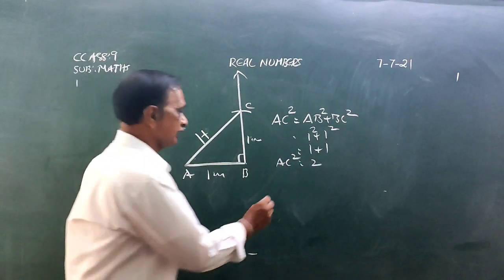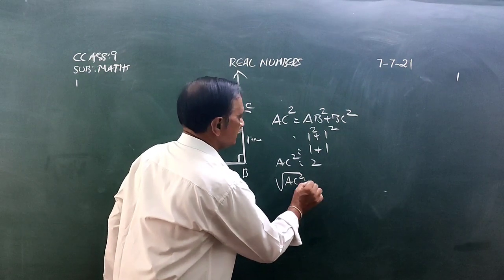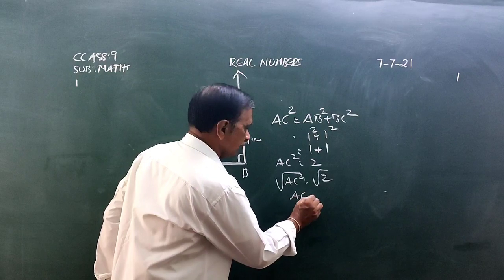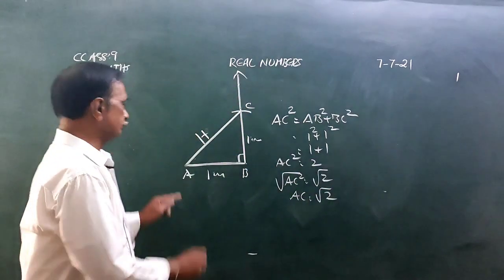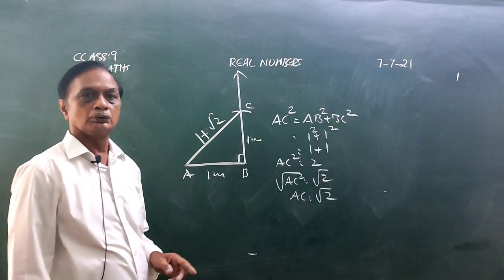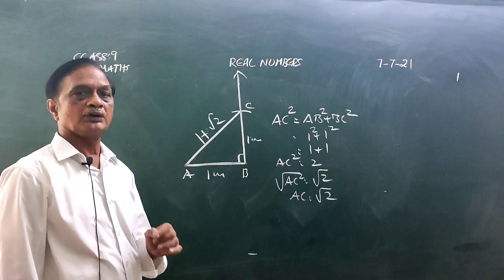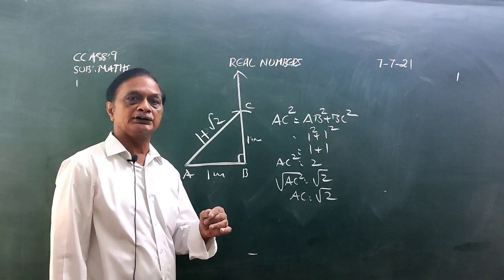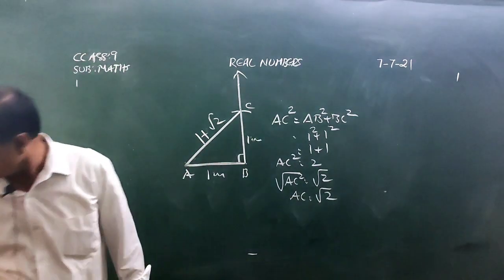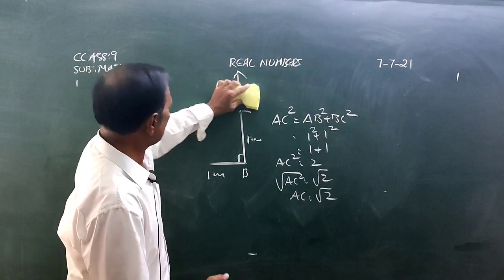Finding the square root on both sides, root AC square equal to root 2. What is the value of root AC square? AC only. AC equal to root 2. That means the length of AC equal to root 2 units. Another value of root 2 is a non-terminating, non-recurring decimal. But the length of AC equal to what here? Root 2 units. So I take one more.